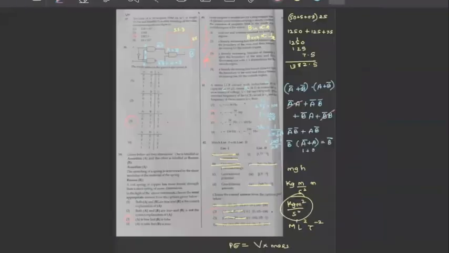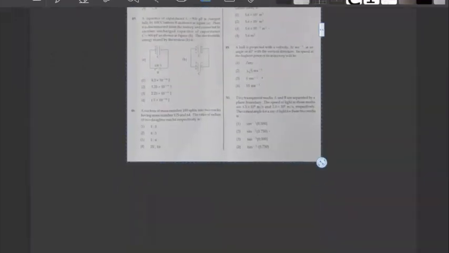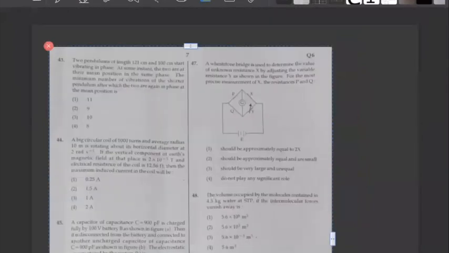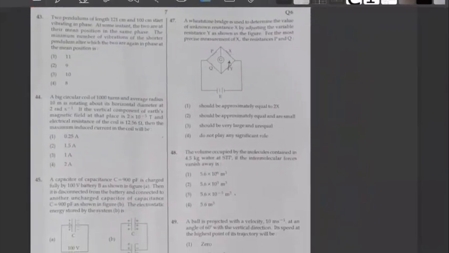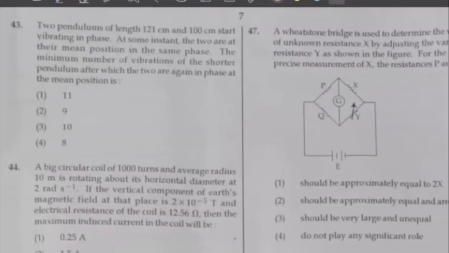Okay. Next page, the last page. Okay, so let's begin this one. Two pendulums of length 121 and 100 centimeters. They start vibrating in phase. At some instant, the two are at their mean position in the same phase. Fine. And the minimum number of vibrations of the shorter pendulum, after which the two are again in phase at the mean position.